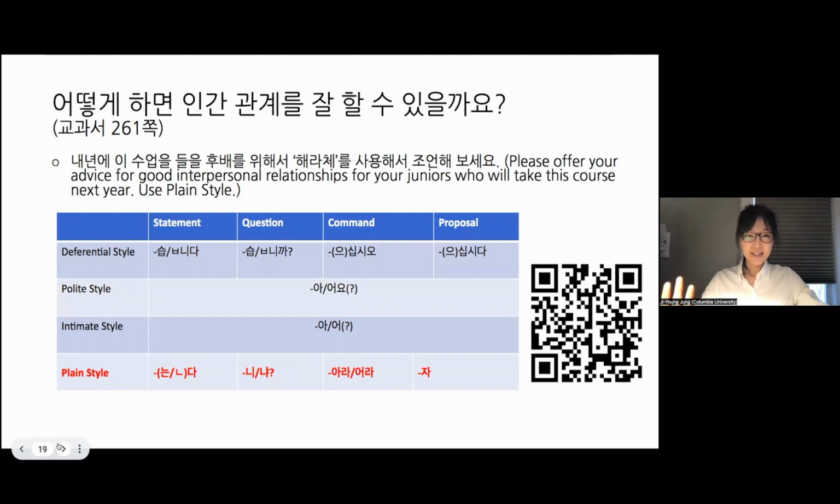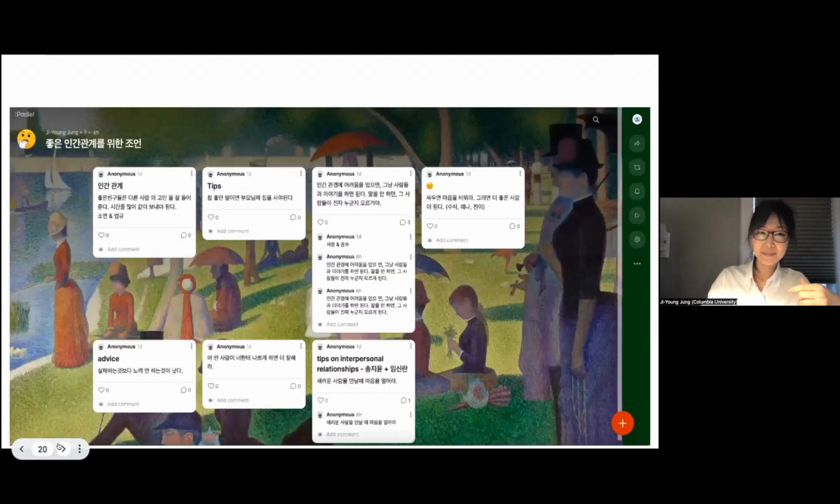And then I listed the 4 speech styles, and I highlighted the target speech style, and then I had them post their own advice in plain style. So this is just one example of their work, and there are many errors, but they're using the plain style, and they are expressing their feelings and their own preferences for difficult interpersonal relationships.